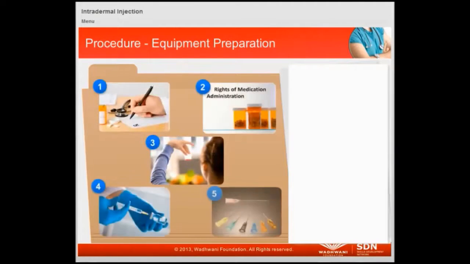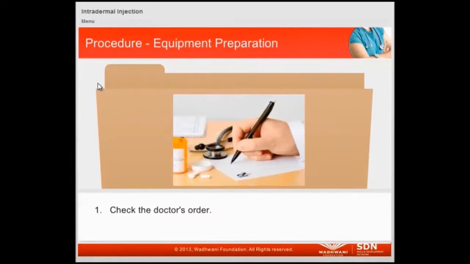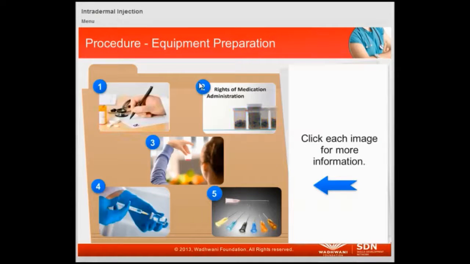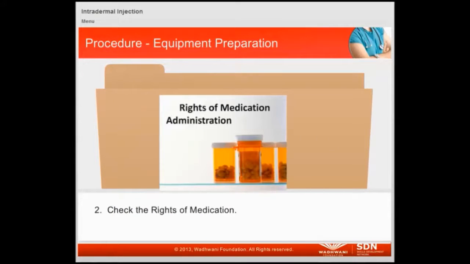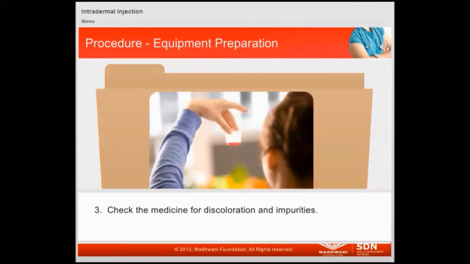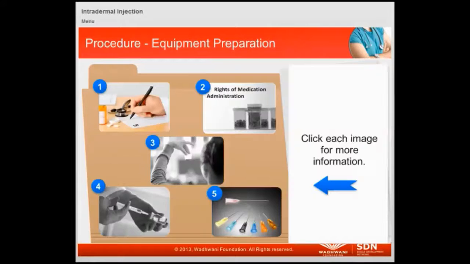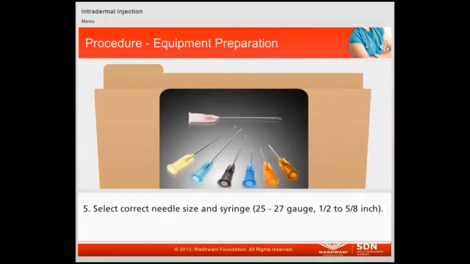Now let us see the procedure to give intradermal injection step by step. Click each image for more information. 1. Check the doctor's order. 2. Check the rights of medication. 3. Check the medicine for discoloration and impurities. 4. Calculate the right dose. 5. Select correct needle size and syringe, that is, it should be 25 to 27 gauge, half to 5/8 of an inch.